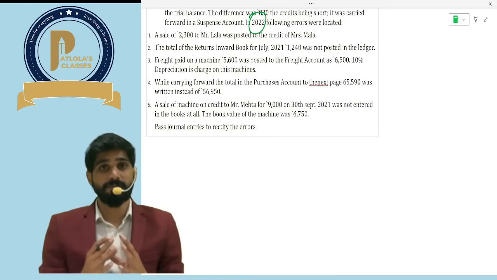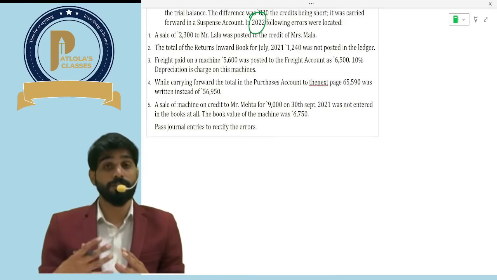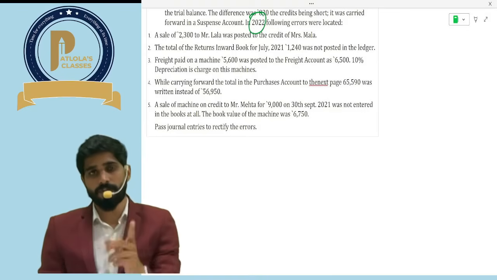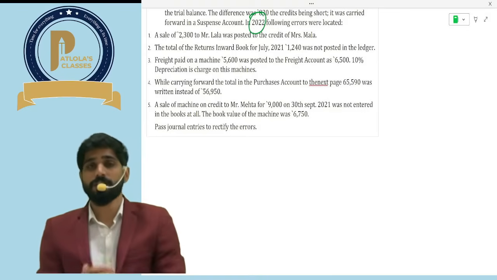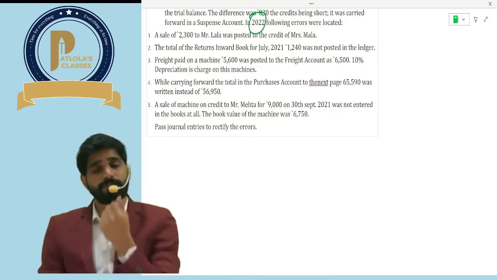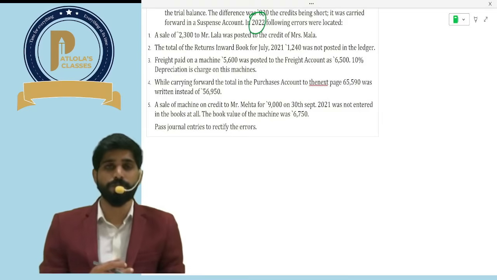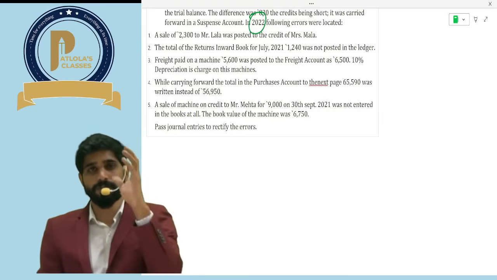So the debit side will be missing not by 2300 but by 4600, because once you have not taken on the debit, another time you have taken more on credits. So the missing amount on the debit side is 4600, that we will put to suspense.